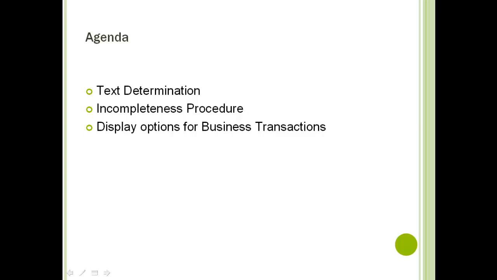In the first part, we'll be discussing text determination, wherein we'll look at how we can configure new text types and how text could be determined automatically in the transaction from various sources such as business partners and product masters. In our second part, we'll be discussing the incompleteness procedure.